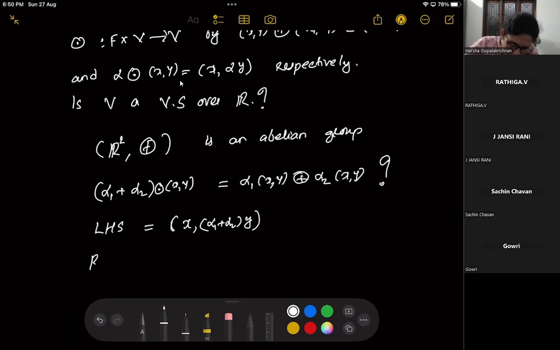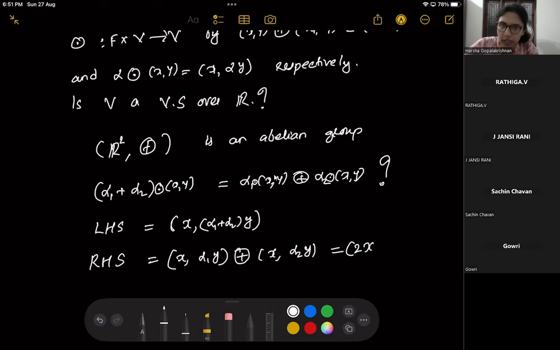Now, what will be the RHS? What will be alpha 1 (x, y)? Again, here x, comma, alpha 1 y. Here the multiplication is given as in the definition. So (x, alpha 1 y) plus (x, alpha 2 y), right? This is the addition, the usual addition, as we have defined. So (2x, alpha 1 y plus alpha 2 y). We can take y as common: (2x, (alpha 1 plus alpha 2) y).